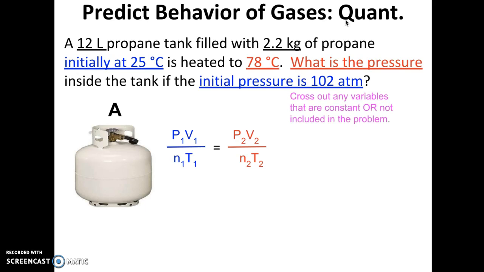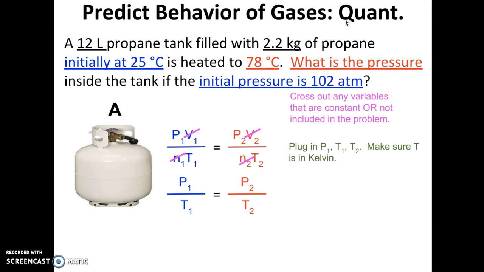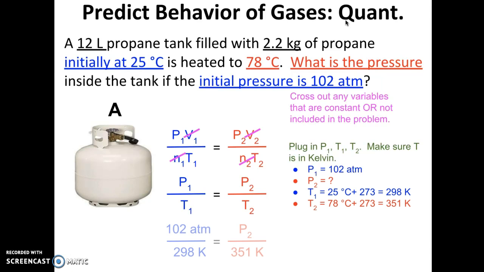And then we're going to take our combined gas law equation and we're only going to keep the things that are changing and cross out anything that's not. So for example, temperature and pressure are changing, so I'm going to keep those, but the volume and the moles, they can go. And that allows me to rewrite the equation this way: P1 over T1 equals P2 over T2. Once I have that equation, I can go ahead and plug things in. So plug in pressure and temperature. Make sure temperature is in Kelvin, of course.